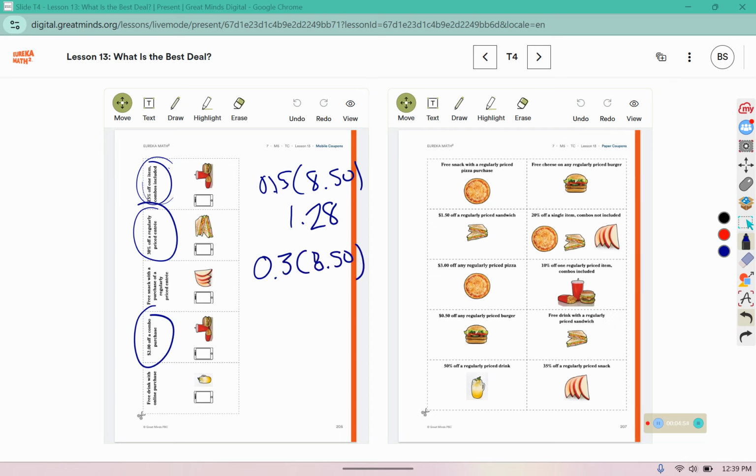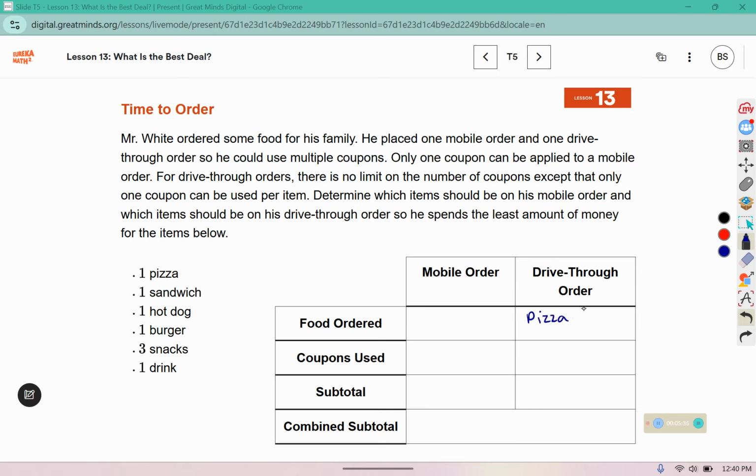Let's look at what we might do if we ordered it using the paper coupons through the drive-thru or through the other process. I could save $3 off any regular price pizza. That beats all of the mobile order coupons. So my thought is that I'm going to avoid getting the pizza in the mobile order and put it in the regular order. So in the drive-thru, I'm going to order the cheese pizza through the drive-thru, and I'm going to use the $3 off coupon.